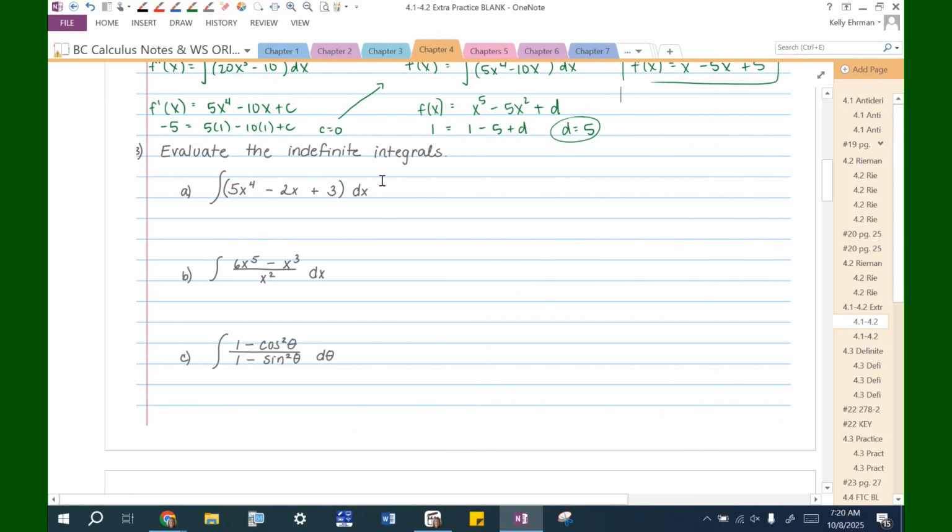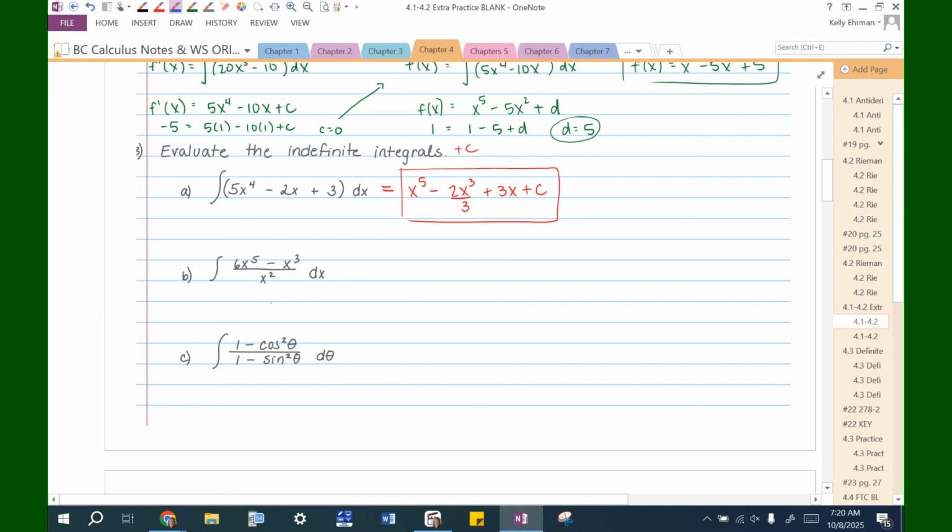All right, next section, evaluate the indefinite integrals. So we're back to indefinite integrals. We should have plus c's in our answers, and we're just integrating. So I'm just going to go ahead and say equals. I don't need to set anything up. 5x to the fifth over 5 is x to the fifth, minus 2x to the third over 3, plus 3x plus c.